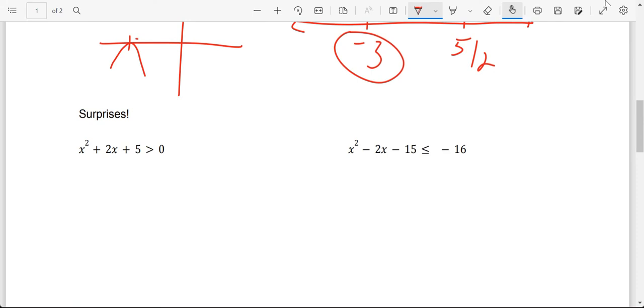Next, we have surprises. You may look at this inequality on the left and think, oh no, I can't figure out what the zeros are.